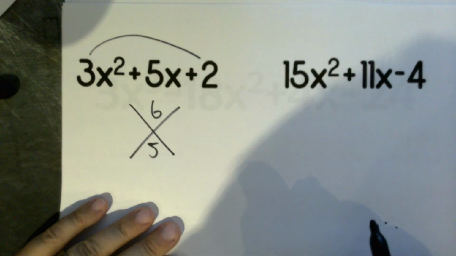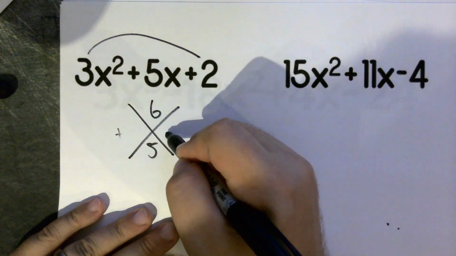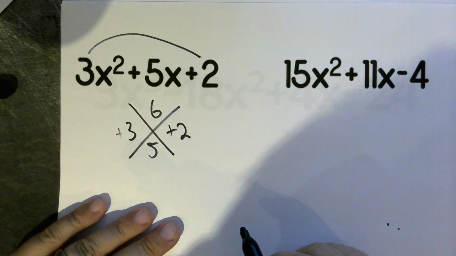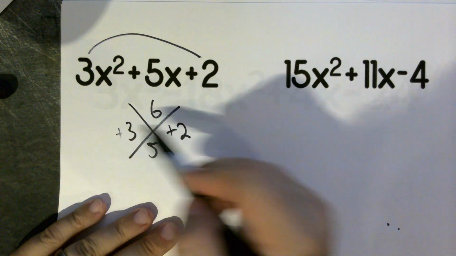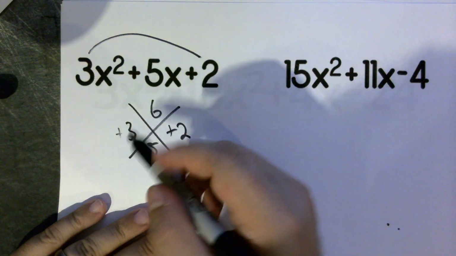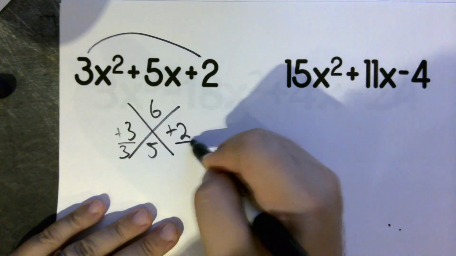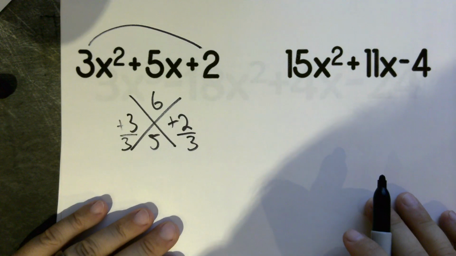We're still going to factor, so signs first. They both need to be positive. One needs to be 3, the other one needs to be 2. And then finally at the end, you want to divide both your factors by a. So we're going to slide a back in here. Divide both by 3.